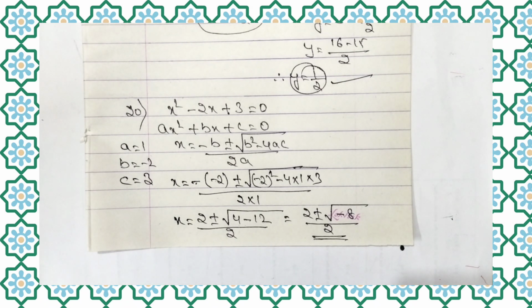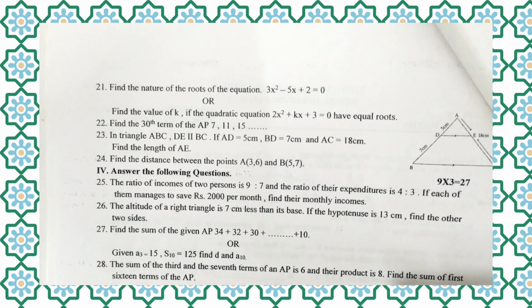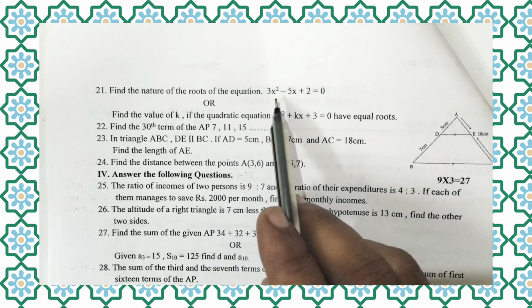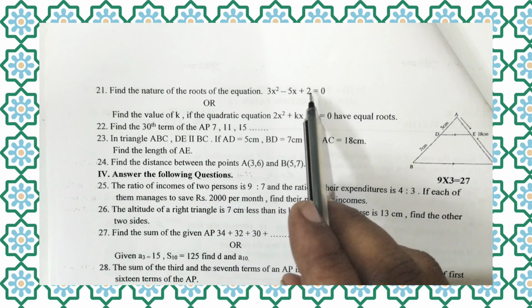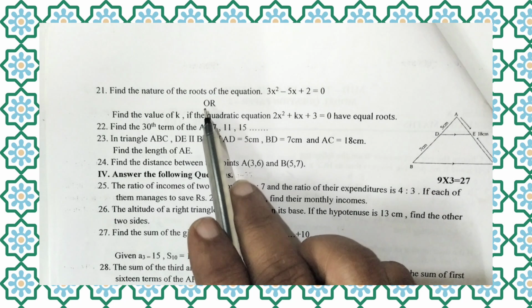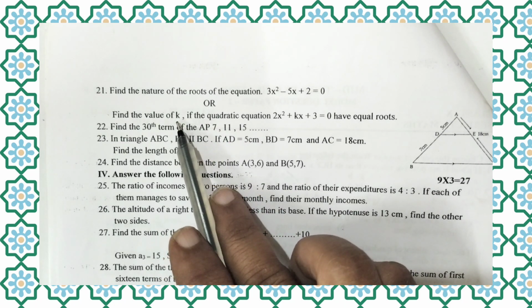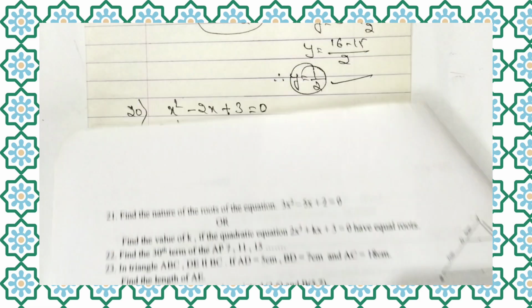Now let us move to question number 21. In question number 21, they have given: find the nature of the roots of the equation 3x square minus 5x plus 2 is equal to 0. For this there is another internal choice question, to find the value of k. So let us solve both the questions.